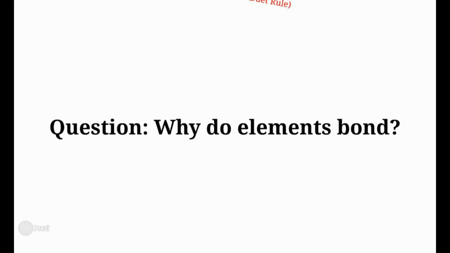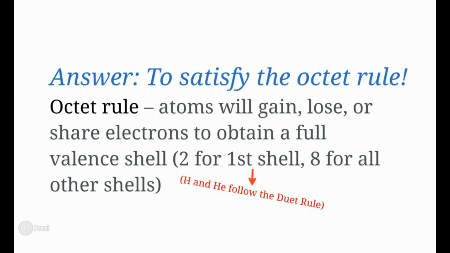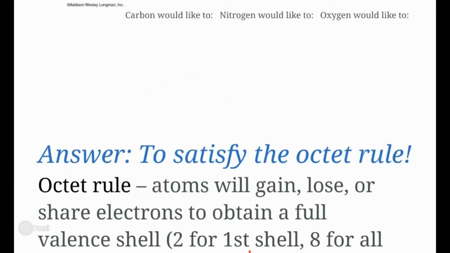Why do bonds occur? So this goes back to the past 2 units. Why do elements bond? They want to satisfy something: the octet rule. The octet rule is to have a full valence shell. They will gain, lose, or share electrons to obtain a full shell. Now keep this in mind: only period 1, which is hydrogen and helium, doesn't follow the octet rule; they follow the duet rule. Now this goes all the way back to Unit 2. However, everybody else wants the octet rule. They got to satisfy those 8 electrons.